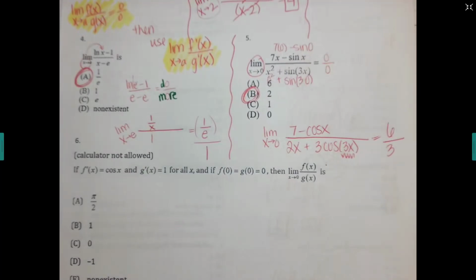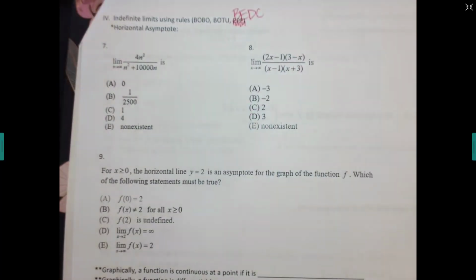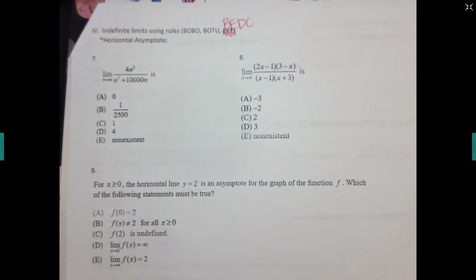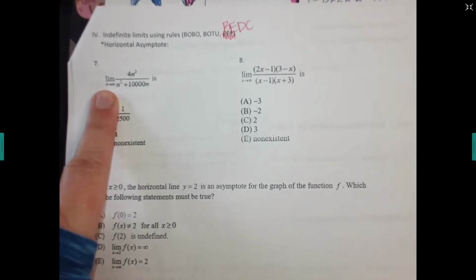If you have limits to infinity, remember that's where you're going to use your Bobo-Botten Betsy. I don't call it EPF anymore, but Betsy is where if they're the same, remember you try it. So take a look at number 7. Your n is going to infinity. That tells me I'm doing Bobo-Botten Betsy.